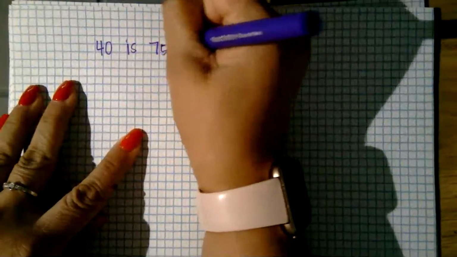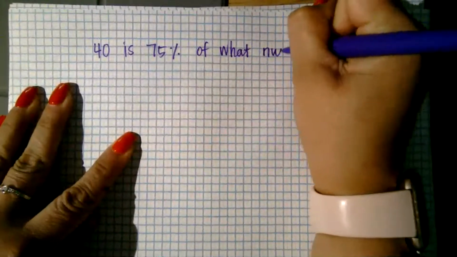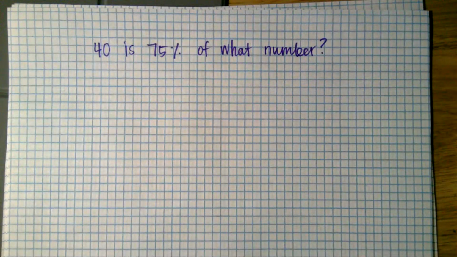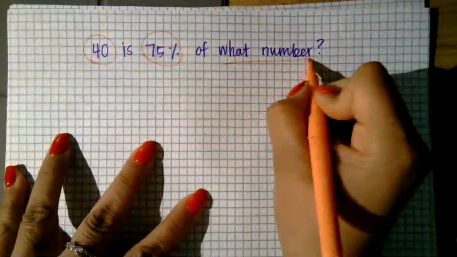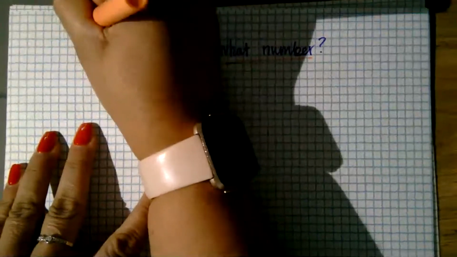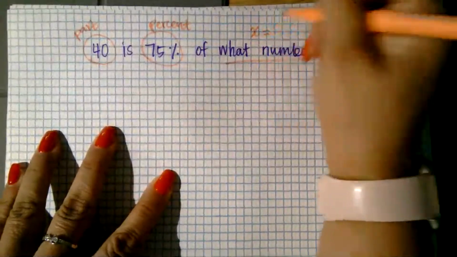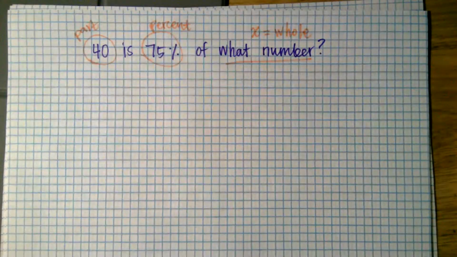And moving on to my last question. My last question reads, 40 is 75% of what number? Again, I'm going to go ahead and annotate. So the 40, the 75%, and the what number. So again, 40 is the part. This is my percent. And my what number is now my unknown, but this is now the whole. So I'm comparing against something here.